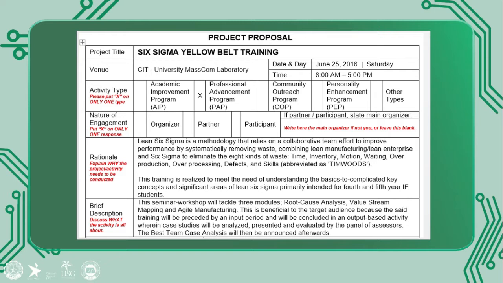Next is a brief description. In a summary, in a one-paragraph phrase, what is your project or program all about? How is it different from the rationale? It should discuss what the activity is all about. So the rationale is the why, and the brief description is the what.